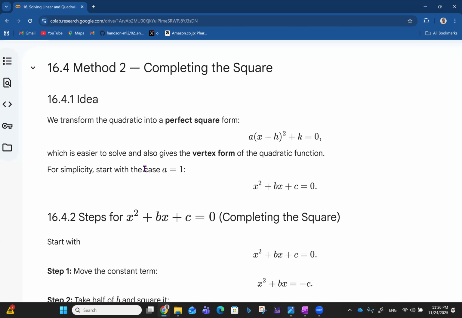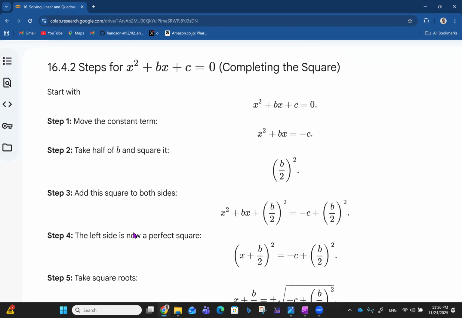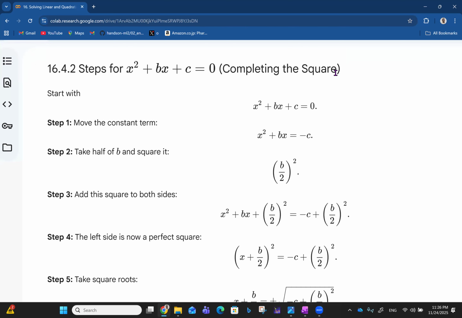So for simplicity, we can start with the case a equals 1. So like you have x squared plus bx plus c equals 0. So we now go through the steps for x squared plus bx plus c equals 0, completing the square. So you start with x squared plus bx plus c equals 0.